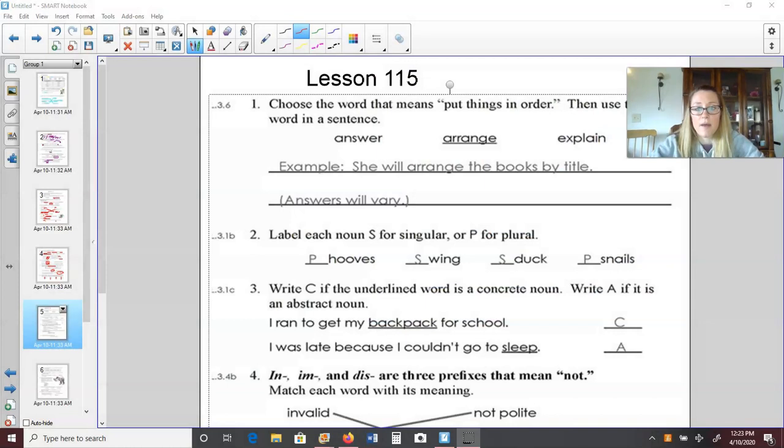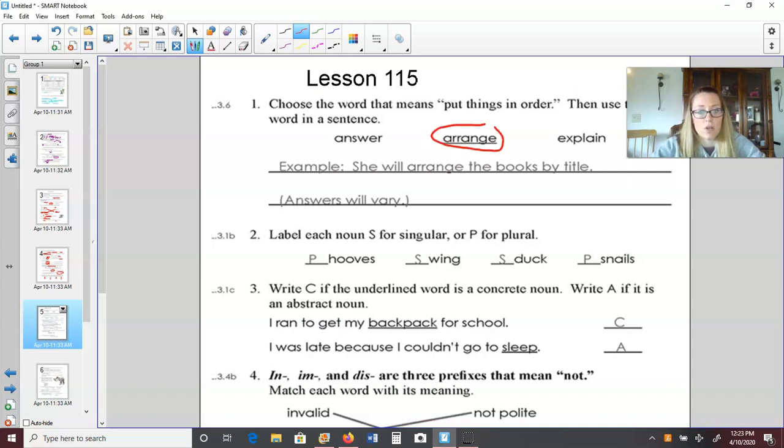All right, number one, choose the word that means put things in order and then use it in a sentence. So out of answer, arrange and explain. Arrange means to put things in order. And their example sentence said, she will arrange the books by title. She will arrange the books by title.